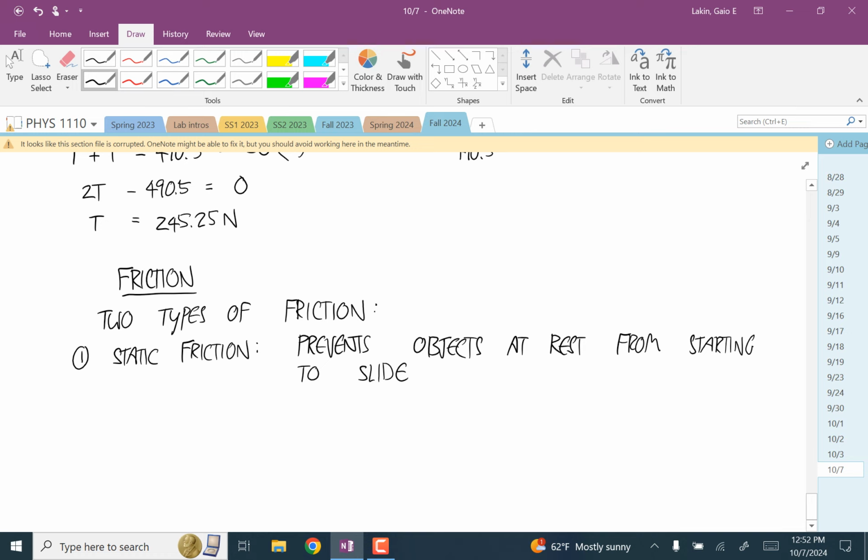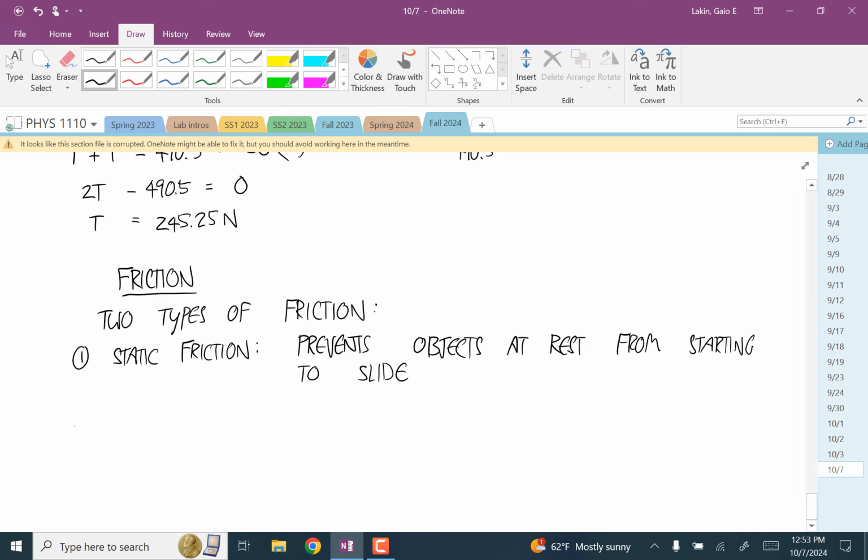Okay, so like this stapler, it's at rest. I can't apply too much force before it starts to slide, but right now I'm applying a little bit of a horizontal force to it, and that friction is what's keeping it from starting to slide. Okay.